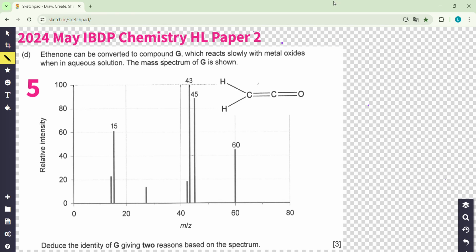Hello, we are on 5D, okay? It talks about finding some unknown element. It always happens here. There are a lot of clues.